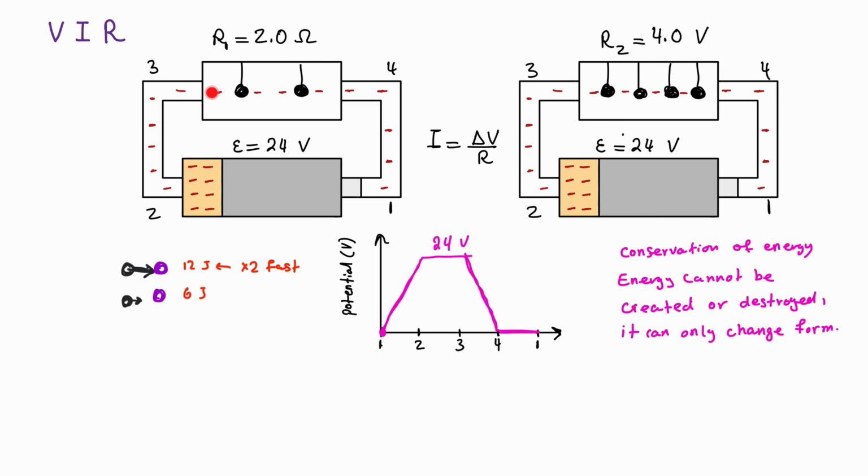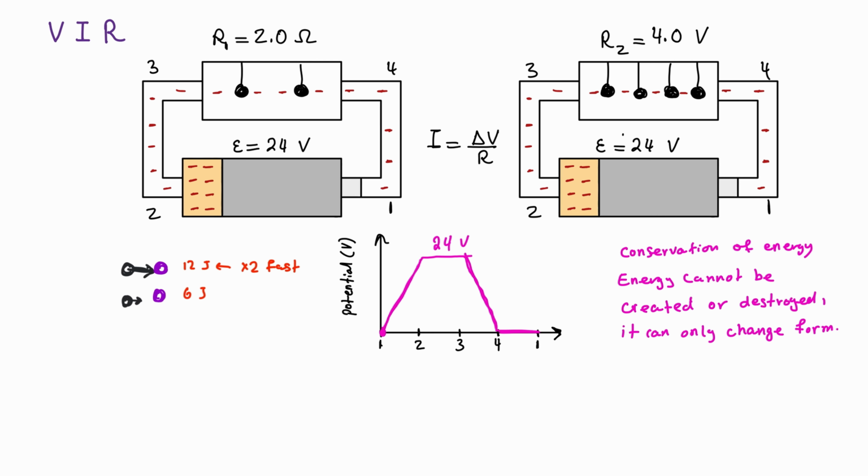So as these charges are moving, in the first one they're moving twice as fast as in this one, and if they're moving twice as fast, every time they hit each particle here, they're transferring twice as much energy to these particles than they are in this one. Transferring 6 joules of energy to each here, transferring 12 joules of energy on this, moving twice as fast here and moving twice as slow here.